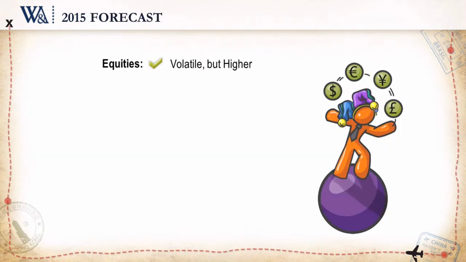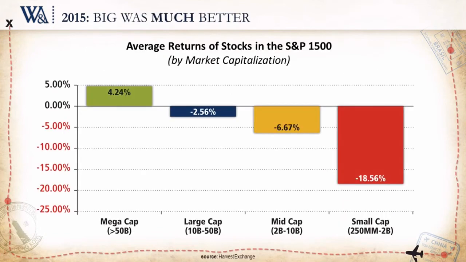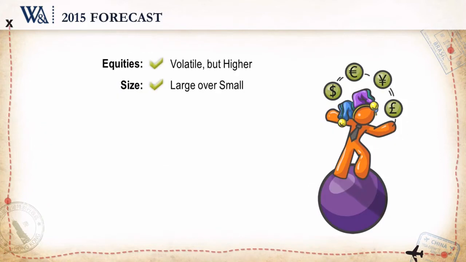In terms of size, we expected that nervous investors would look for comfort in larger companies over smaller companies. That was indeed the case. This divides 1,500 stocks in the S&P 1,500 into really large, sort of large, kind of mid-size, and small. And you can see if you held small stocks last year, it was very difficult. If you held mega cap stocks, you had an okay year. Obviously, a very thin market. And we'll talk more about that in a minute. So big was much better in 2015. Give ourselves a check mark there.